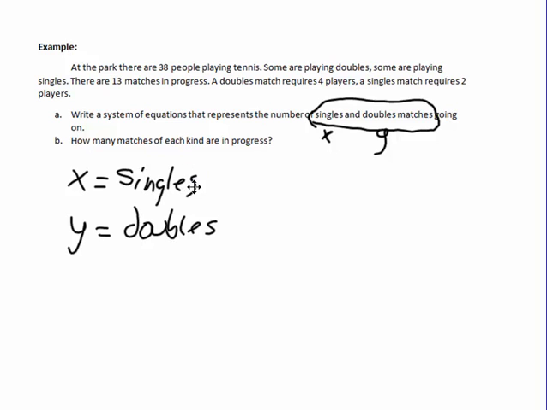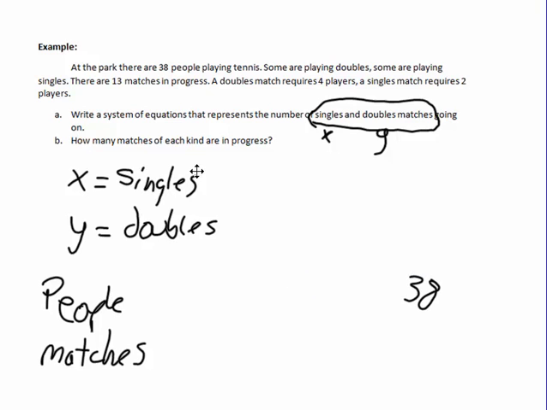So one equation we can do in terms of people, and the other equation we could do in terms of matches. I know there are 38 people, right? So we have 38 total people. Well, how many people does it take to play a singles match? 2. So I'm going to have 2x. And how many people does it take to play a doubles match? We have 4 people there.